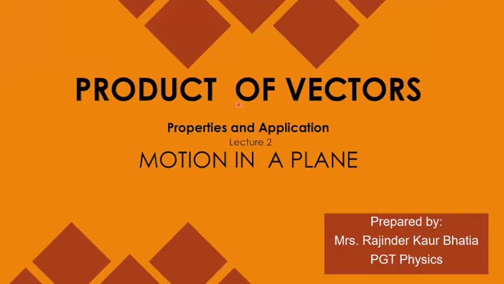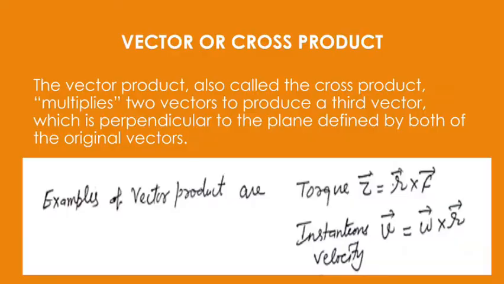We have discussed dot product of vectors in the previous class. Today we will be continuing with the same, but we will be talking about the second method of doing the product, that is your cross product of vectors. Cross product of vectors is simply denoted by the sign of cross, as I have already discussed with you.